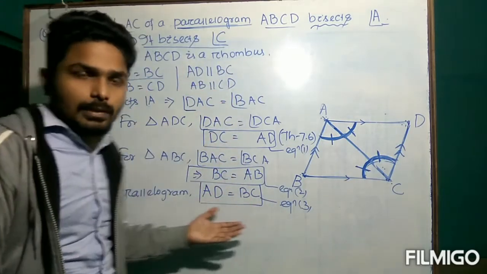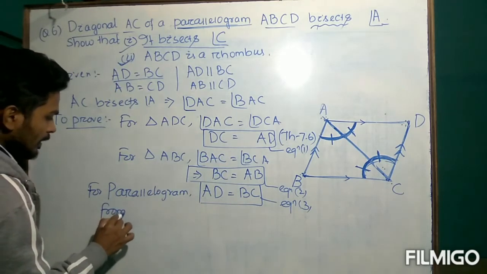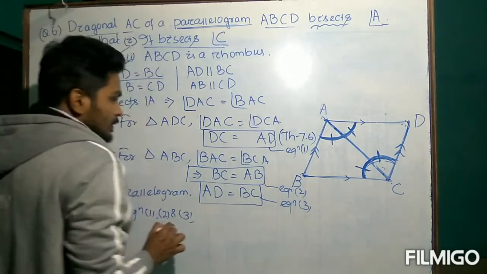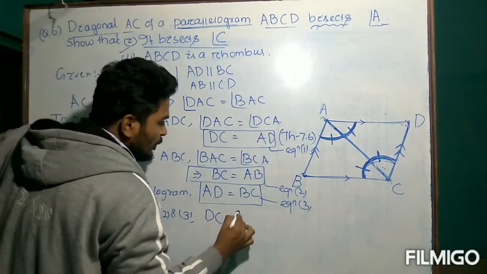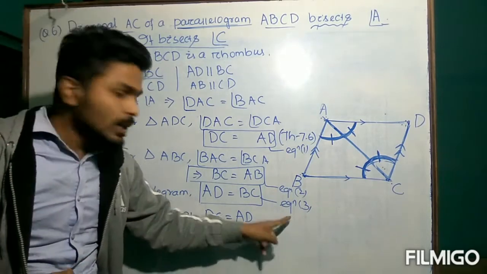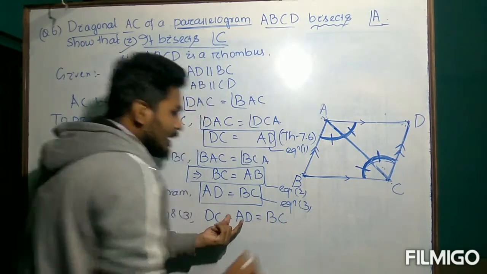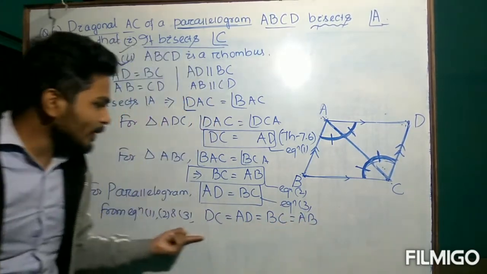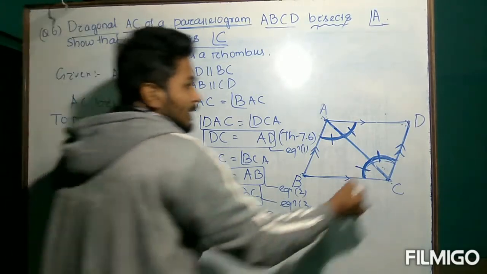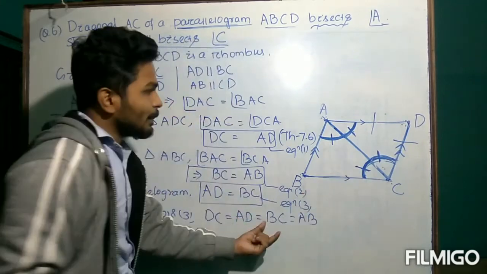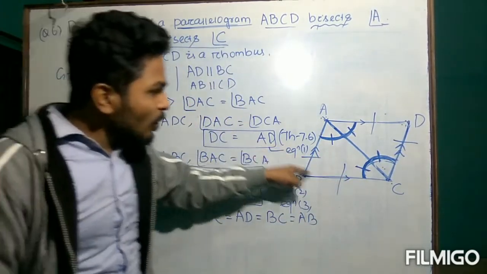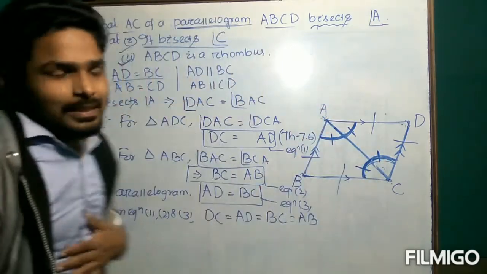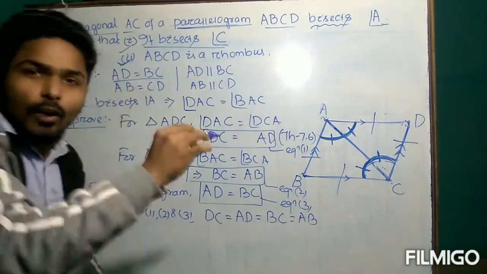So let us analyze all the three equations. From equations 1, 2 and 3, what have we got? We have found that BC is equal to AD. Now in equation 3 we have found AD is equal to BC. And in equation 2 we have found BC is equal to AB. This is the last conclusion that we get from all the three equations. So we have found that DC is equal to AD, is equal to BC, is equal to AB. It means all the four sides of this parallelogram are of equal length. Hence, it will be a rhombus.